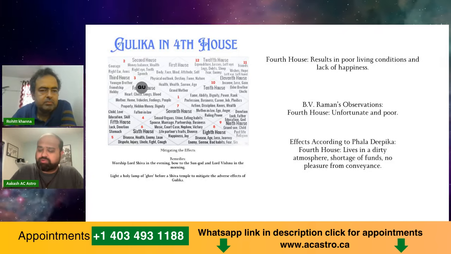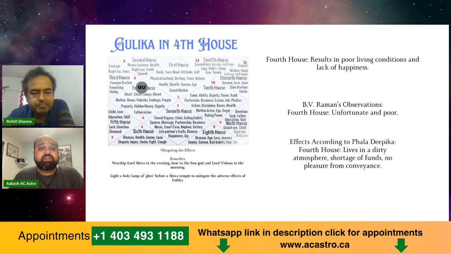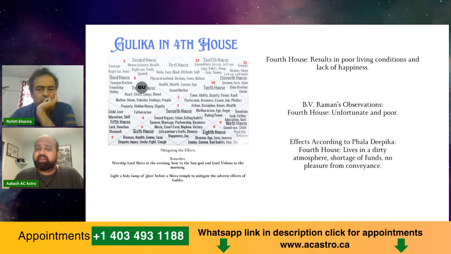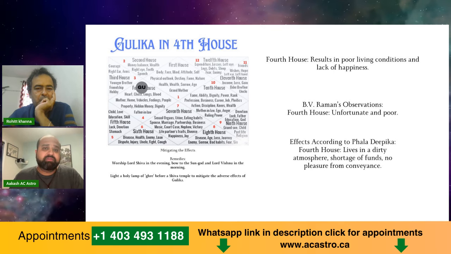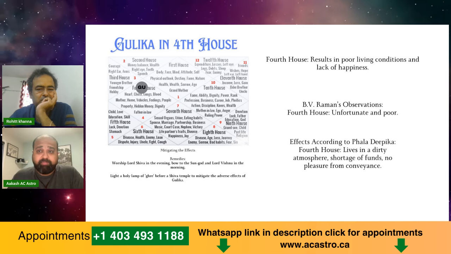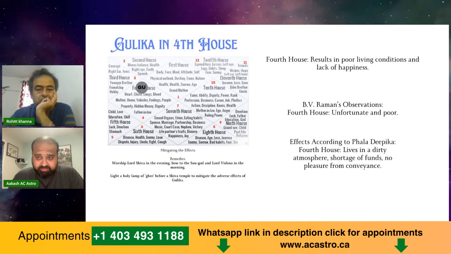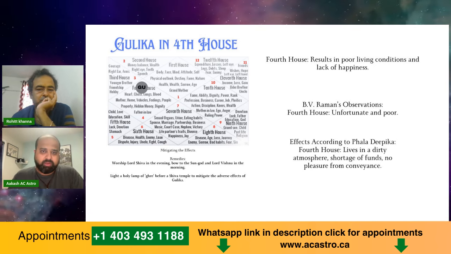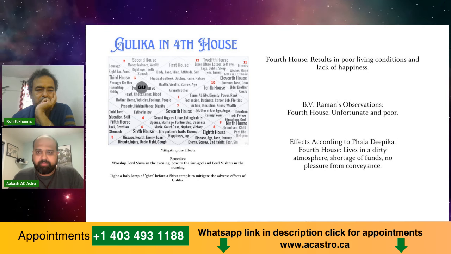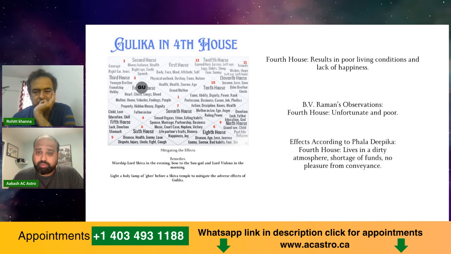When Gulika is in the fourth house, Rohitji, what is the fourth house? Fourth house is your mother. Anything that has to do with nurturing, your property, hidden money, your vehicles, conveyances, everything is the fourth house. Now, when Gulika is sitting here, it results in poor living conditions and lack of happiness. This is the general observation. But B.V. Raman says, unfortunate and poor. Whatever you do in the world, you will be wasting your time. That is why being more spiritual is required for such people who have Gulika and Mandi in the fourth house.